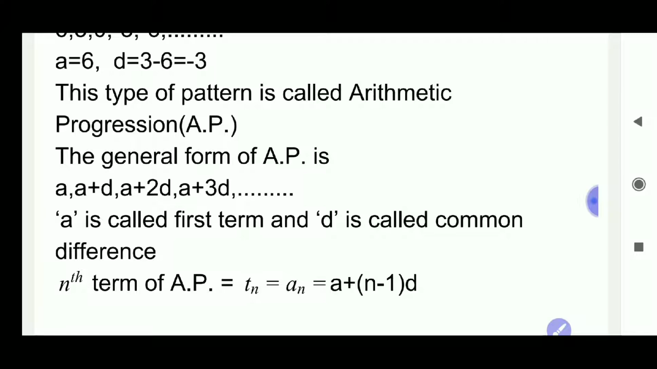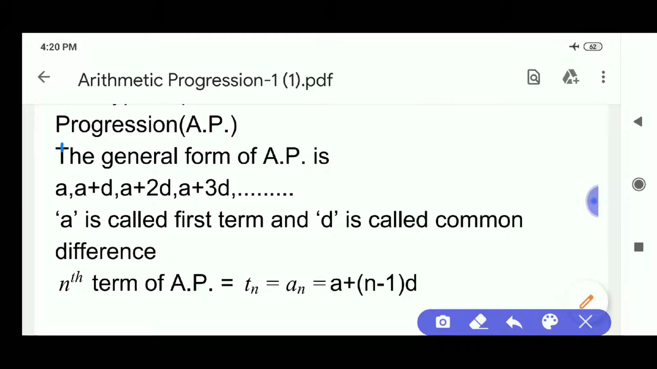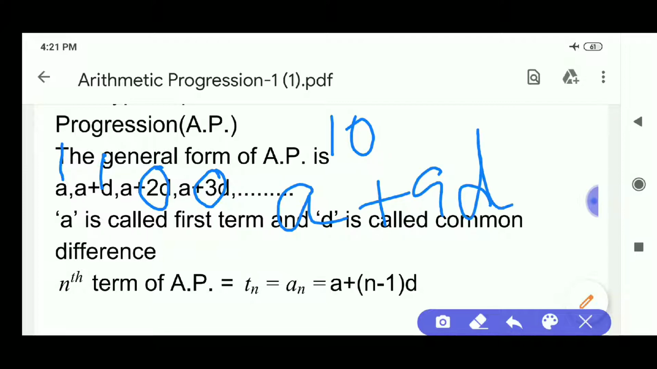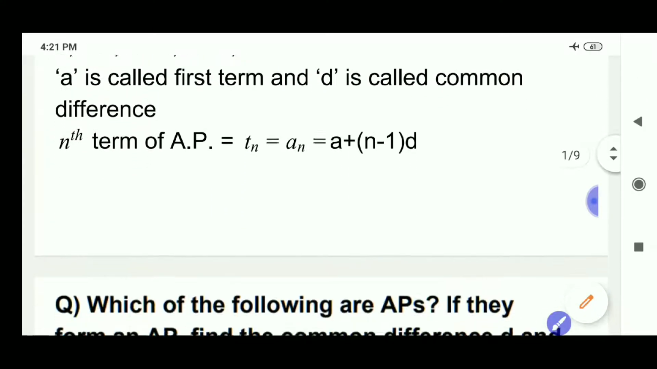Now the nth term of AP. Just observe once. A is first term. Second term is A plus 1D. Third term is A plus 2D. Fourth term is A plus 3D. So, 10th term is A plus 9D. So, by observing, we can conclude that nth term is A plus (n minus 1) into D. That's all. Now let us solve some questions.